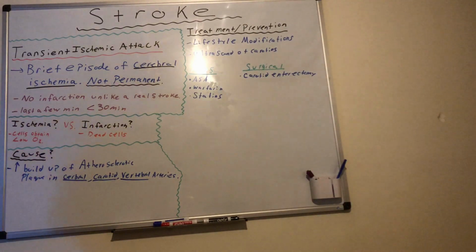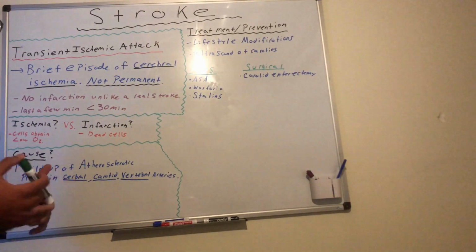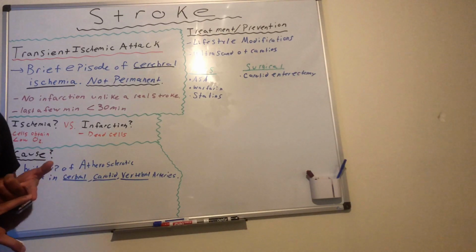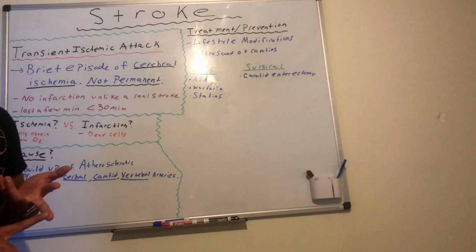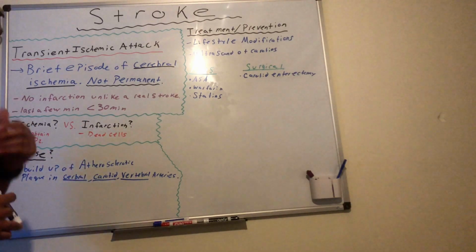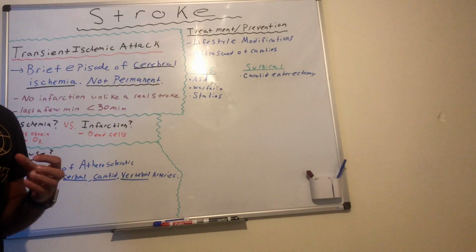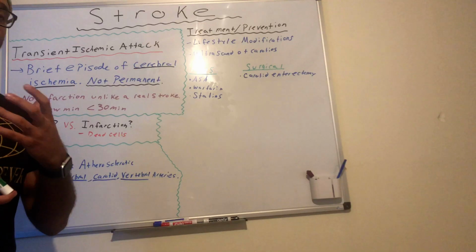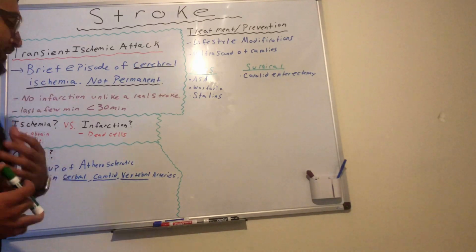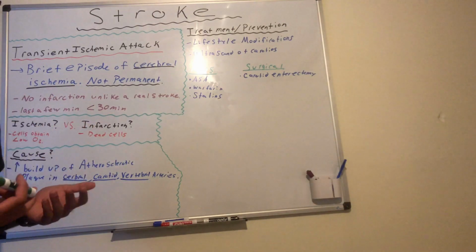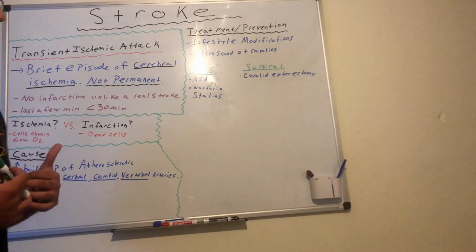So what causes it? It's an increased buildup of atherosclerotic plaque that enters either the vertebral artery, cerebral artery, or carotid arteries. Typically in the hospital, patients can get an ultrasound of the carotid arteries to determine if there's a buildup of atherosclerotic plaque, to prevent any complications from occurring.